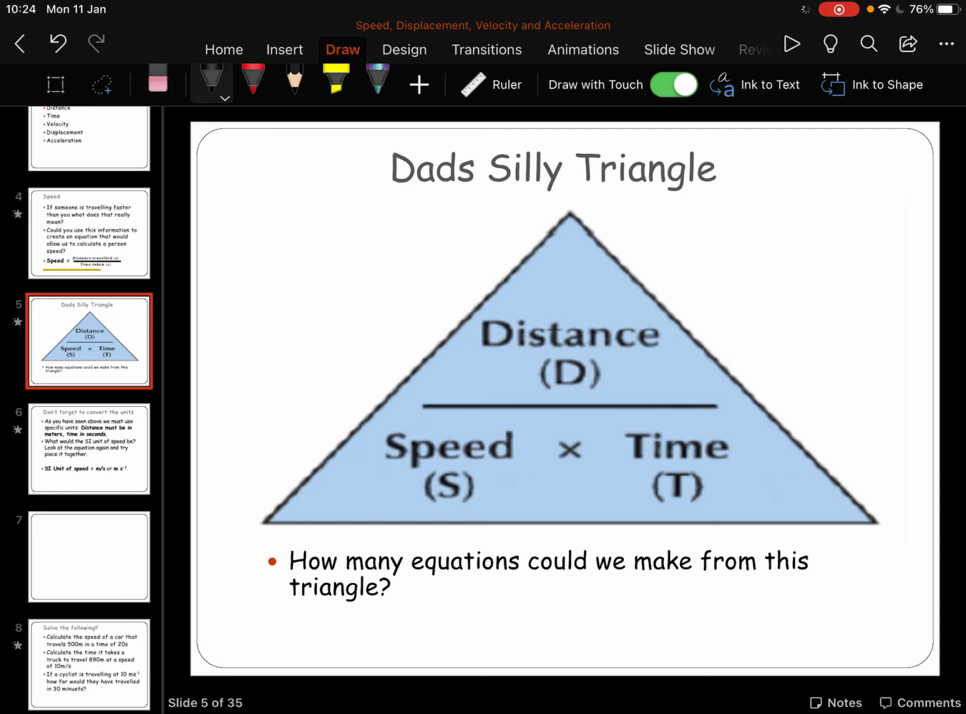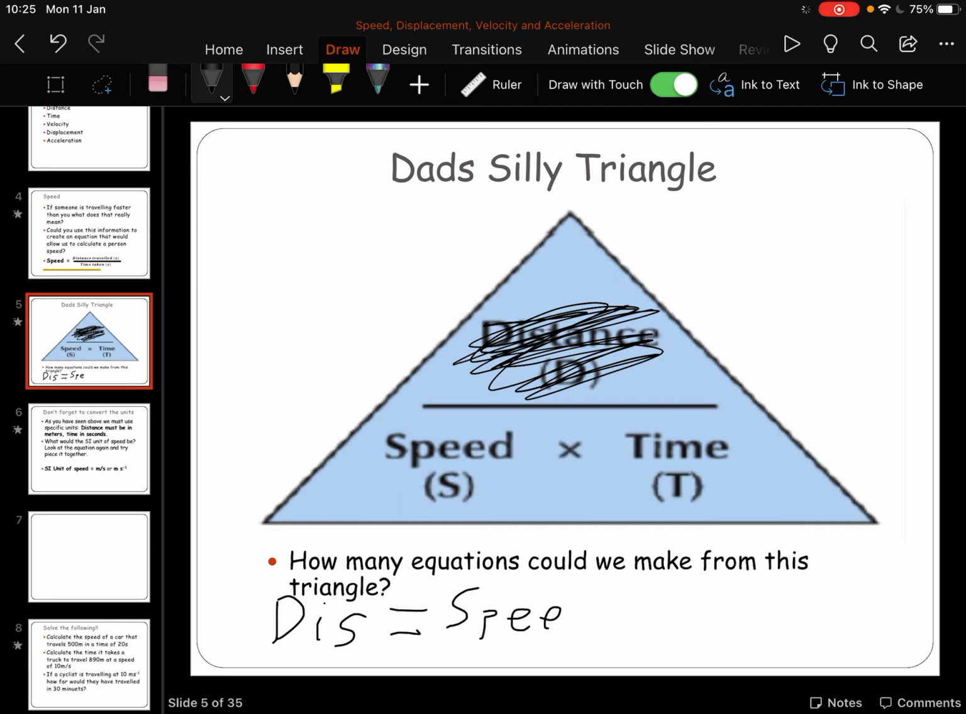Well, let's look at it first. I'm going to write them, and then of course I'm going to delete them as I go, so you'll have to pause the video as we do this because I'm a little bit short on space here. All right, so the first one is simple. Distance. What would distance be? How you use this type of triangle is you cover the object that you have. So we have distance, so I mark distance out of my triangle. And what am I left with? Speed multiplied by time.